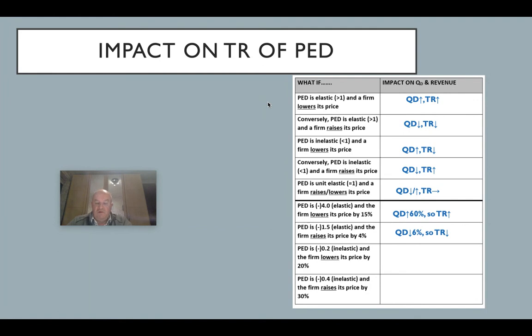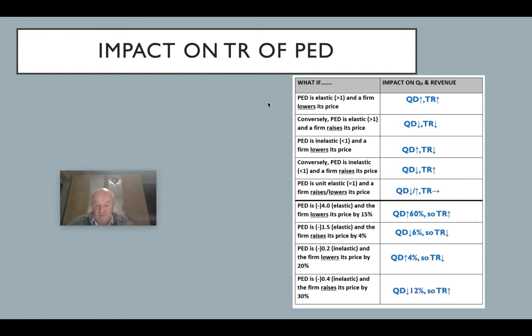If we then take a look at the last but one example, the PED in this case is 0.2, so it's inelastic, and a firm chooses to lower its price by 20%. Again, using the PED formula, you should be able to calculate that the quantity demanded in this scenario goes up a bit, not by a huge amount, 4%, but in this instance total revenue is going to fall. And then the last example, where PED is again inelastic but 0.4, and the firm chooses to raise its prices by 30%.